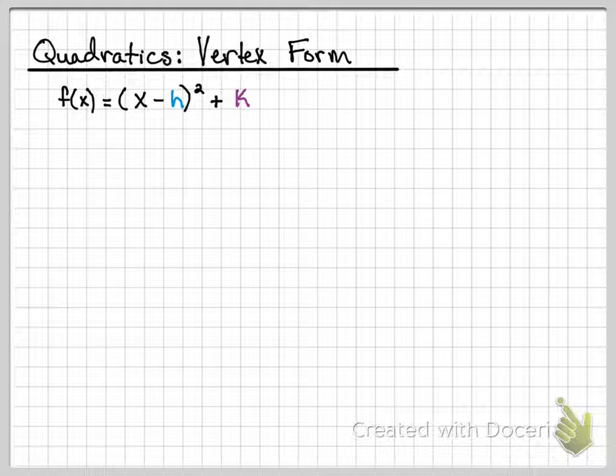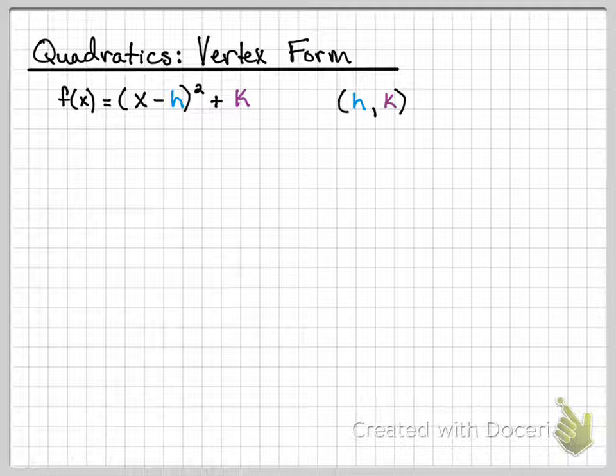This one will still tell you if it opens up or down based off the a value that's in front of the x squared. But even more than that, it's going to tell you where the vertex is. That's why it's called vertex form. It's f of x equals a times x minus h squared plus k, and the key thing is that your point (h, k), whatever those numbers are, is the vertex. So that is huge information for us.